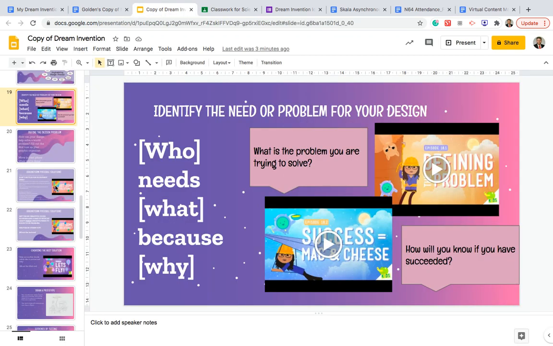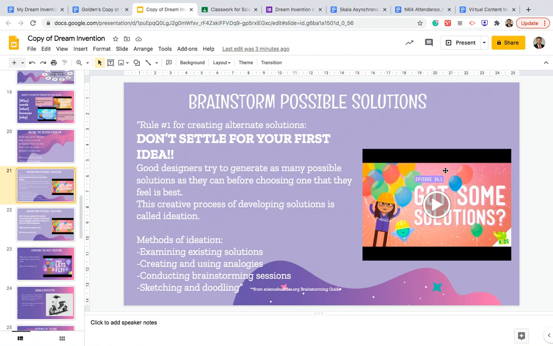If we're looking at designing solutions, rule number 1 for creating an alternative solution is don't settle for your first idea. Good designers try to generate as many ideas as possible, as many possible solutions as they can, before choosing the one they feel is best. The creative process of developing solutions is called ideation. Methods of ideation: examining existing solutions, creating and using analogies, conducting brainstorming sessions, and sketching and doodling. So we have our first video about solutions.